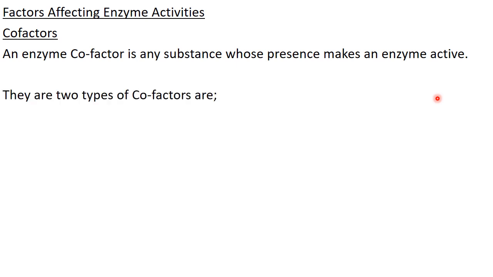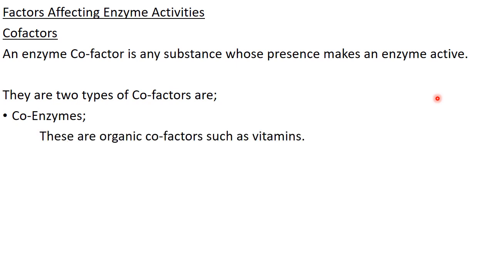There are 2 types of cofactors. The first are called coenzymes, and these are organic cofactors such as vitamins. The word organic means things like us humans, we are organic. Lemon is organic. What else is organic? Meat is organic. So when you hear organic, just think of things that are living, but of course those who study chemistry will understand what organic means. So coenzymes are organic cofactors such as vitamins. Vitamins are organic in nature and their presence makes some enzymes more active.